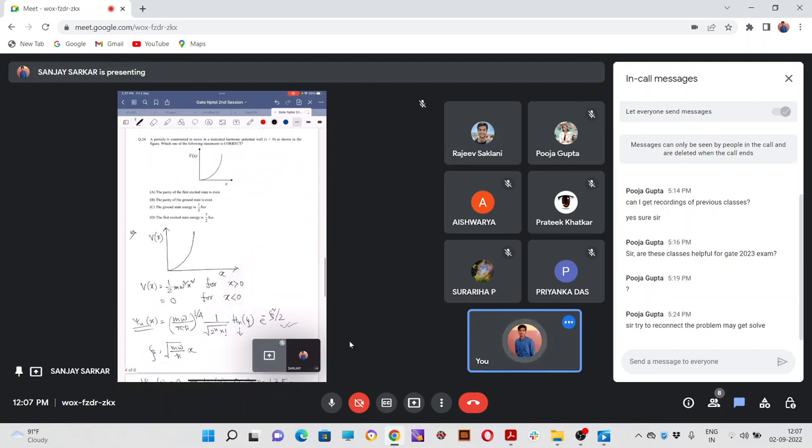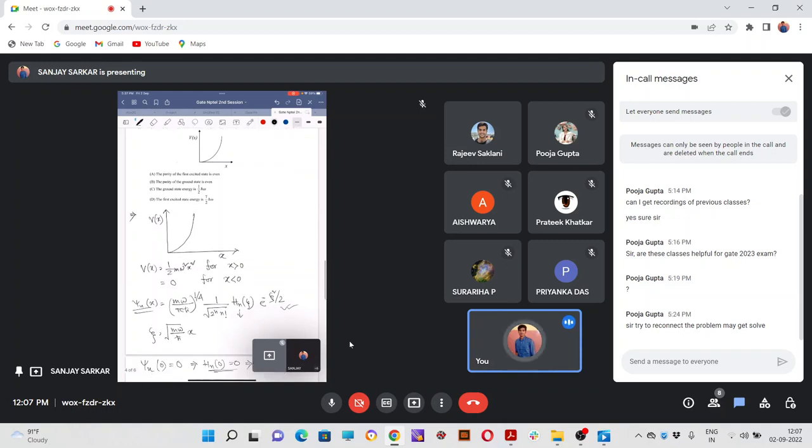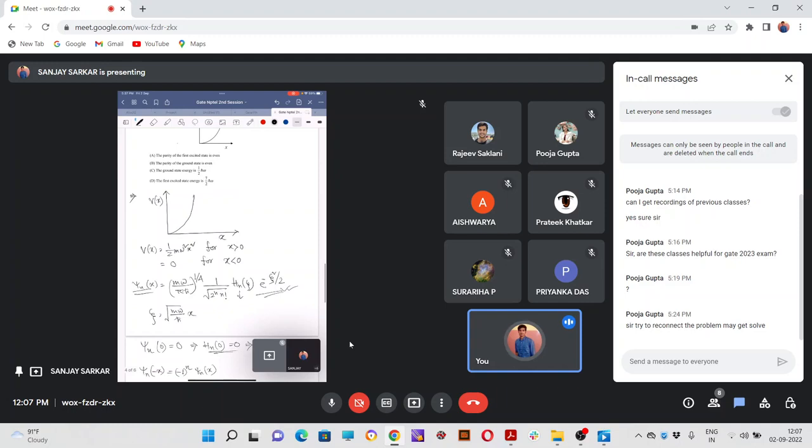The potential is half m omega square x square for x greater than 0 and 0 for x less than 0. This is the definition of the half harmonic oscillator's potential. And we have shown in the class that the wave function for the harmonic oscillator is psi n x equal to this expression, and the eigen energies E n equal to n plus half h bar omega.